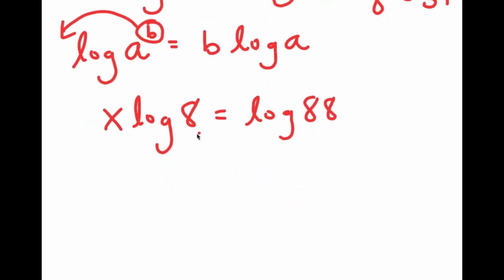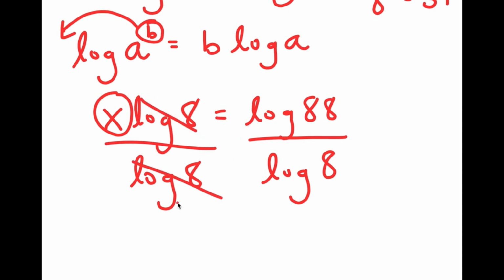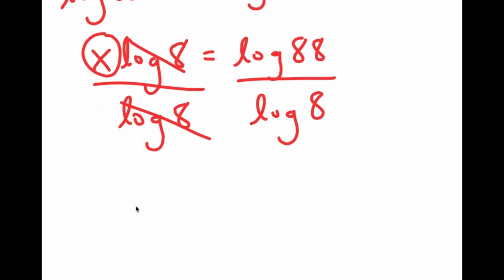So now I have x times log 8 is equal to log 88, and I want to isolate x because that's what I'm solving for, so I'm going to get rid of this log 8 by dividing both sides by log 8. So now these two cancel out, and I get x is equal to log 88 over log 8.